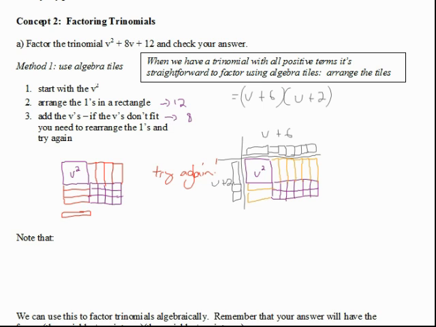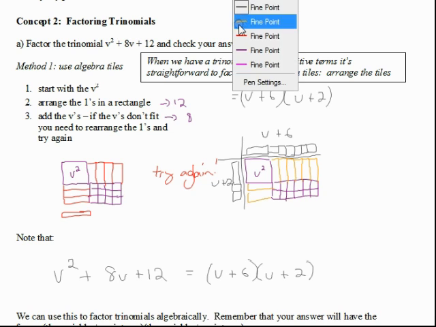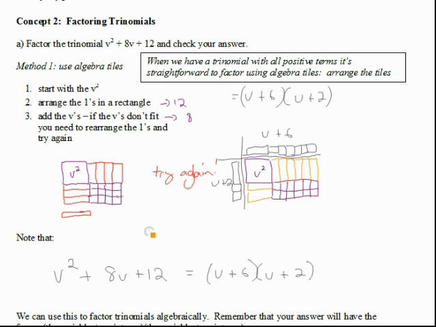Okay, now, that gets tedious, and especially with bigger numbers, you don't want to do that. So notice the pattern, okay? So we have v squared plus 8v plus 12 equals v plus 6 times v plus 2. Notice that 12 equals 6 times 2. So this is a product.